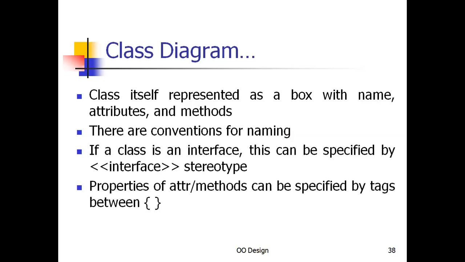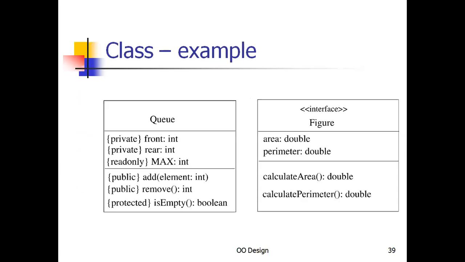There are conventions for naming. If a class is an interface, this can be specified by the interface stereotype. Properties of an attribute or method can be specified by a tag between brackets. So this is the example: the name of the class, attributes, as well as methods or functions. If the class is an interface, we need to describe it with a double arrow, attributes, as well as functions.